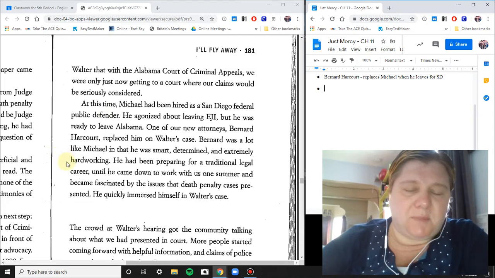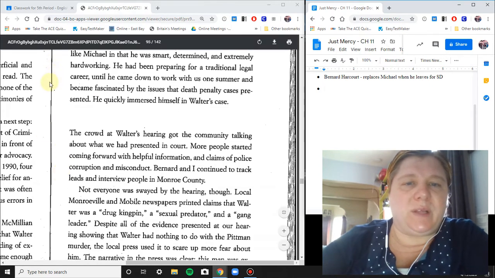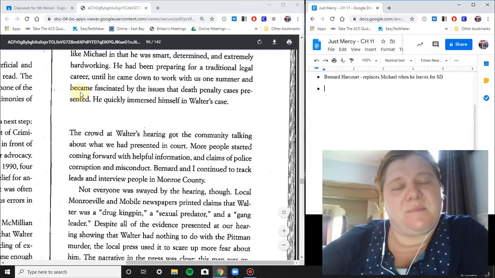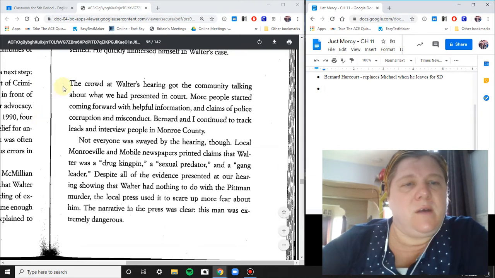Bernard was a lot like Michael in that he was smart, determined, and extremely hardworking. He had been preparing for a traditional legal career until he came down to work with us one summer and became fascinated by the issues that the death penalty cases presented. He quickly immersed himself in Walter's case.